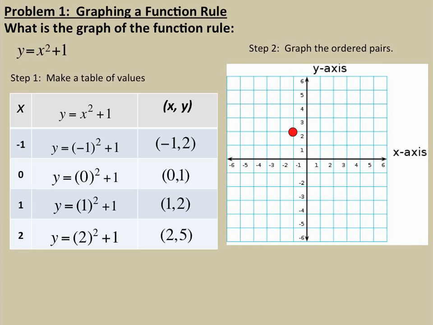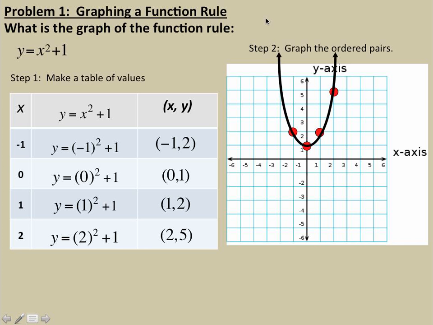Negative 1, 2, there he is. 0, 1, there he is. 1, 2, there he is. And 2, 5, there he is. And what you can see is that if you were to continue with more points, you would have another point here. You have another point way up here and way up here.